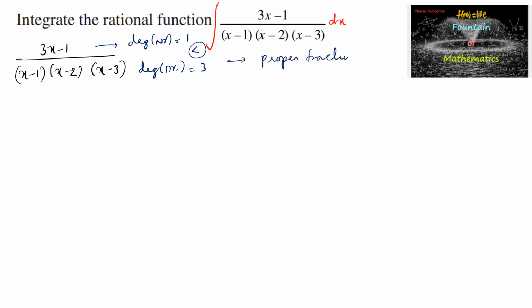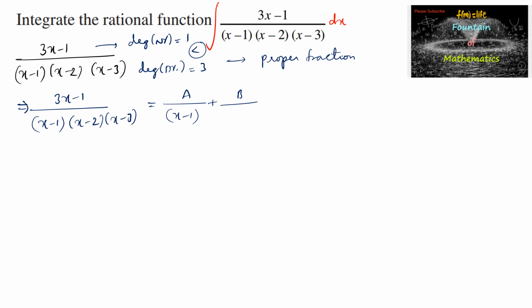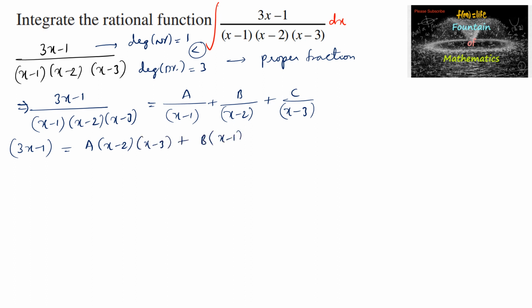So that we can express this rational function as (3x minus 1) upon (x minus 1) into (x minus 2) into (x minus 3) is equal to a upon x minus 1 plus b upon x minus 2 plus c upon x minus 3, that is 3x minus 1 is equal to a times (x minus 2) into (x minus 3) plus b times (x minus 1) into (x minus 3) plus c times (x minus 1) into (x minus 2).